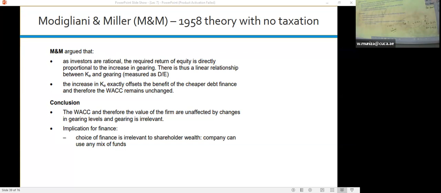Similar point you can explain, I think, because at a certain point of time, there's an equity that will increase. But then the WACC is going to be reduced. The point which I was discussing: the more debt there is, after a certain point, WACC is going to increase. But they say that WACC is going to remain unchanged because they are adding one discussion over here that increasing cost of equity exactly offsets the benefit of the cheaper debt finance.